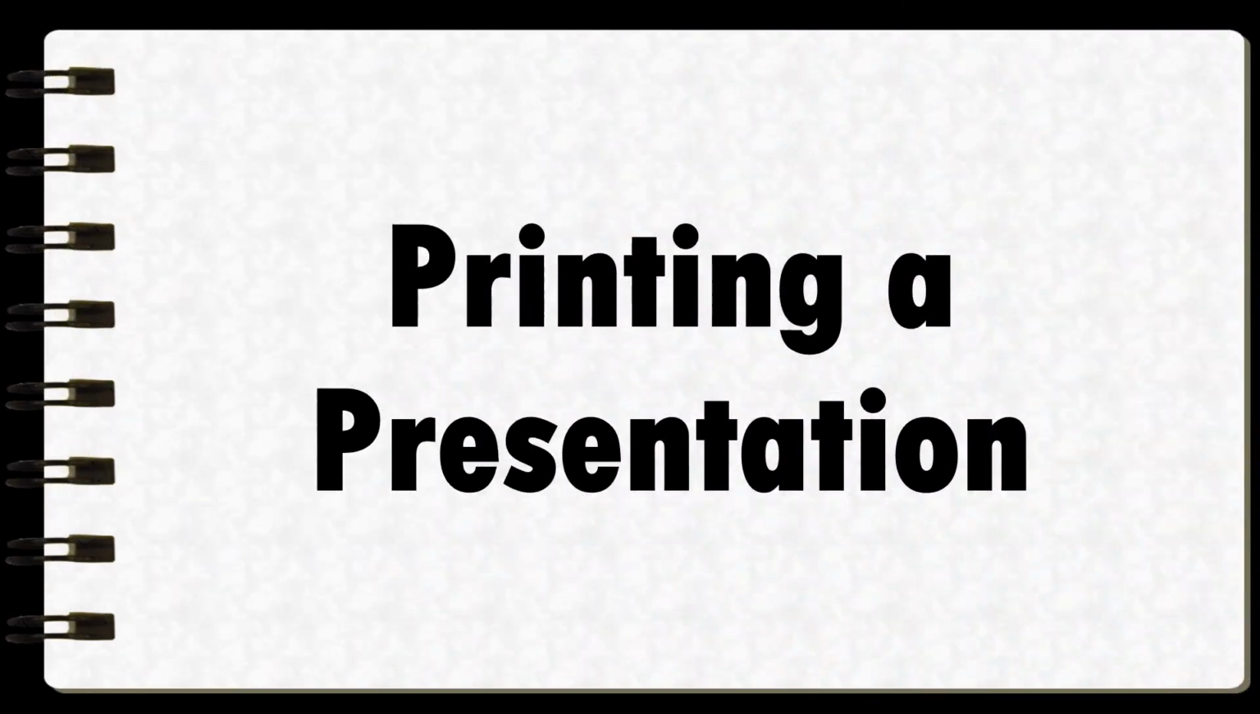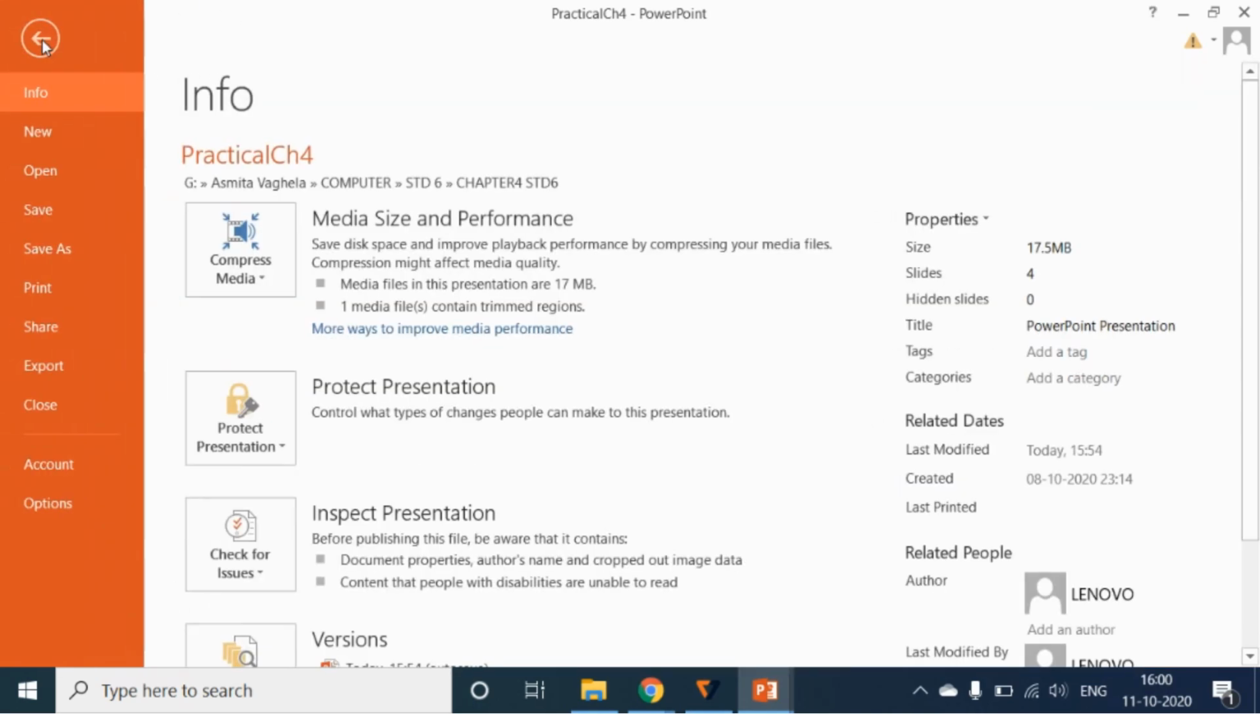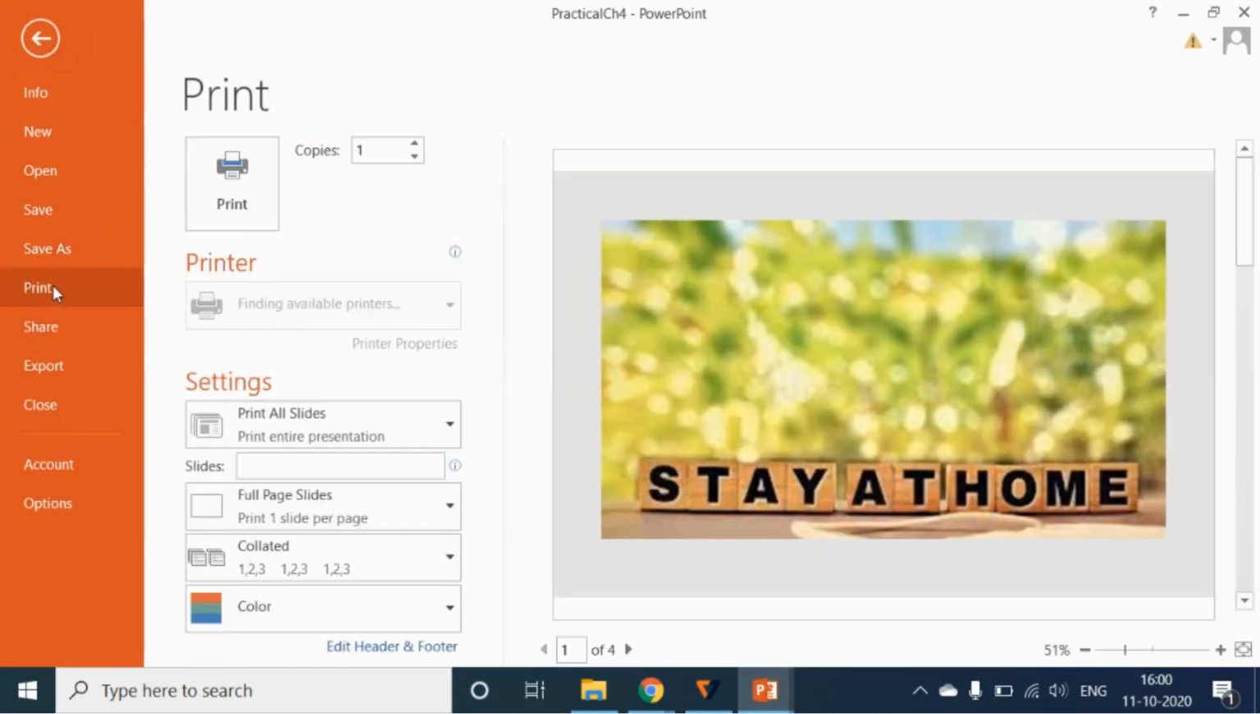Students, let's see our last topic, that is printing a presentation. Students, let's see how to print a presentation. First of all, click on the File tab and then click on the Print option. Now here you can see the Print pane appears with the print settings on the left side and the preview of the presentation on the right side. Now enter the number of copies to be printed in the Copies box. Here you have to select the number of copies. Here I am selecting 1 copy.